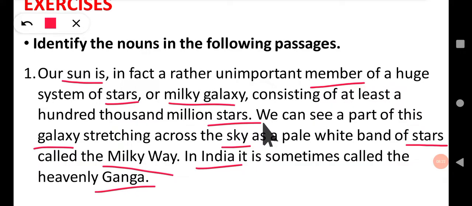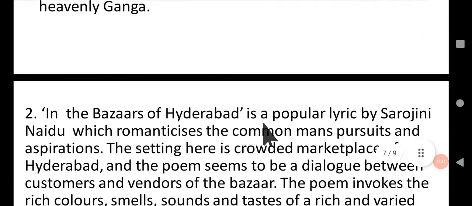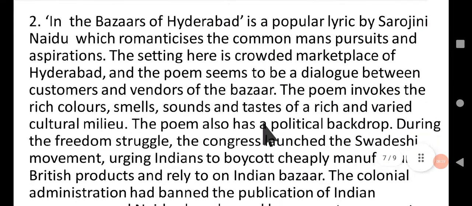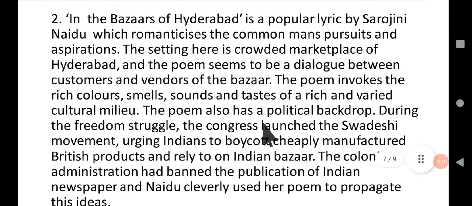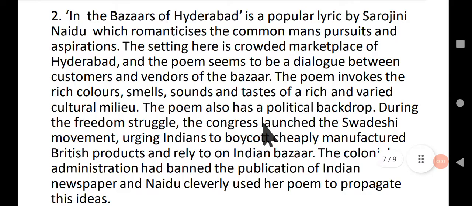Okay, got it. Next, let us move to the second exercise. This is a bit lengthy. I want you to make use of your textbooks so that it would be clear.